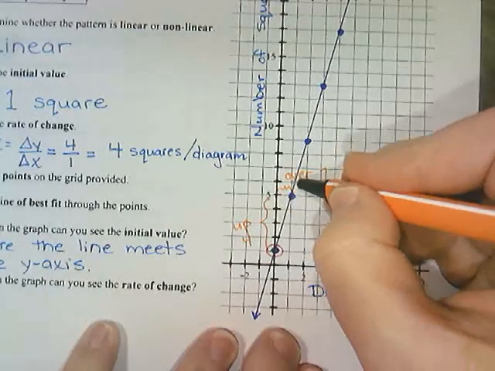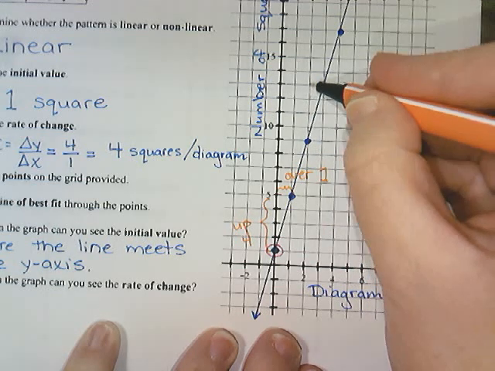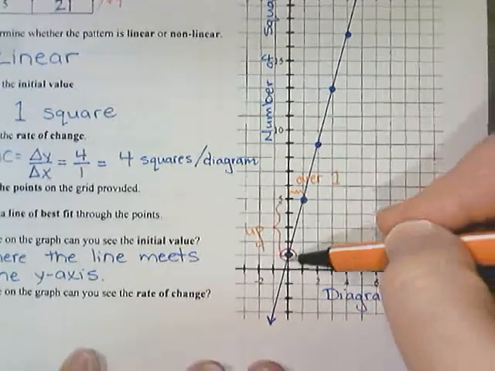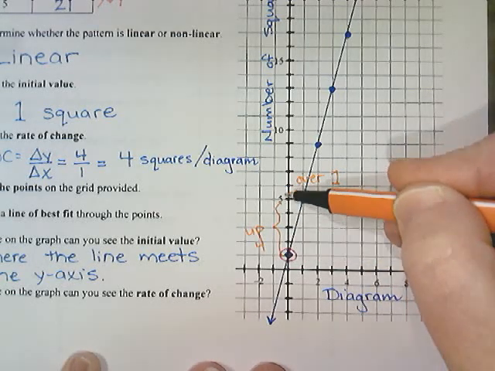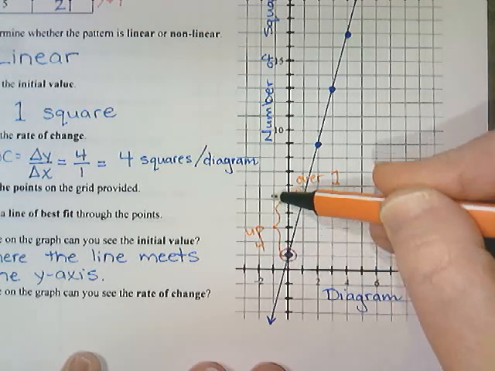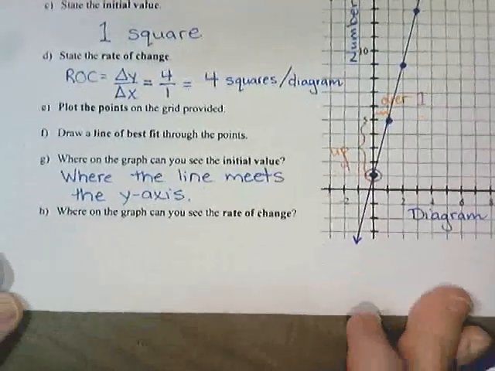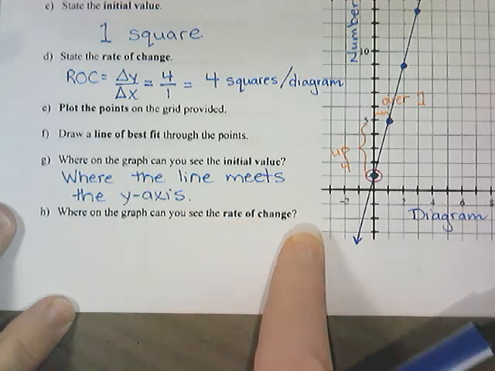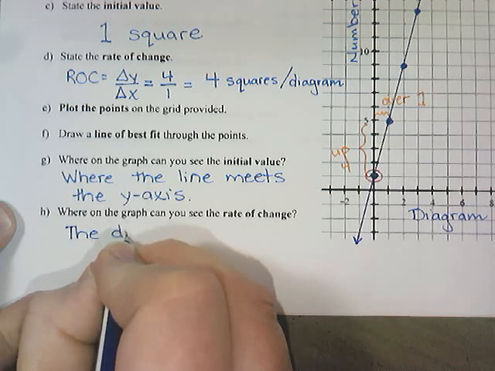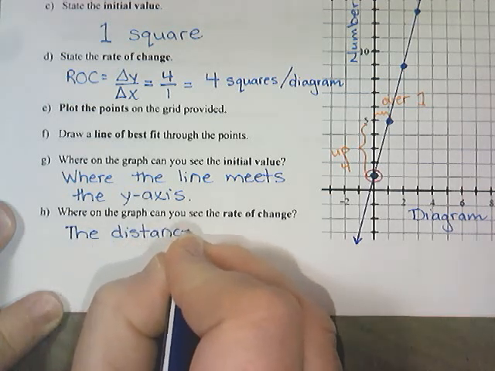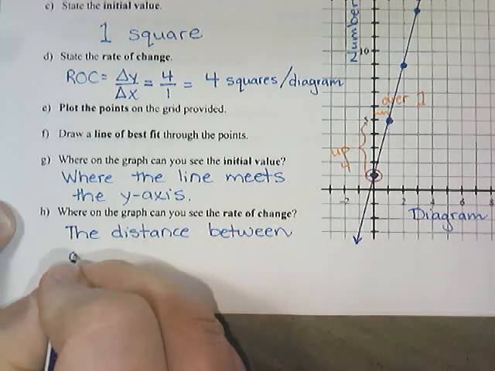And then from here, I would go up 1, 2, 3, 4, over 1. Then we went up 1, 2, 3, 4, over 1. So every time we're going up 4 squares per one diagram, right? So you can see that the distance between the points, how far up, how far over, that is our rate of change. So where on the graph can you see the rate of change? So I'm going to say it's the distance between the 2 points. Let's say between one point and the next.